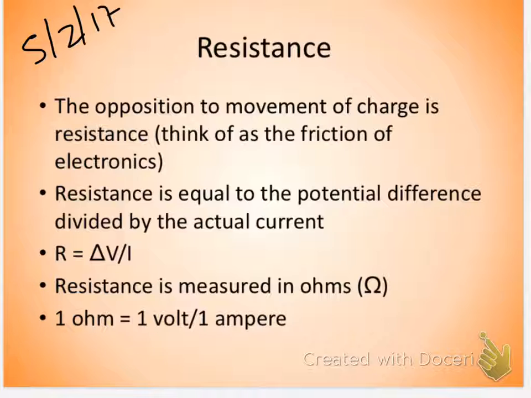So, R equals delta V over I. Resistance is equal to the voltage divided by the current.